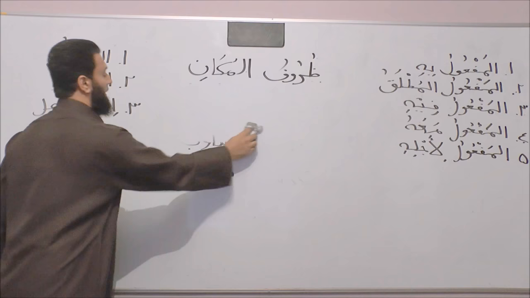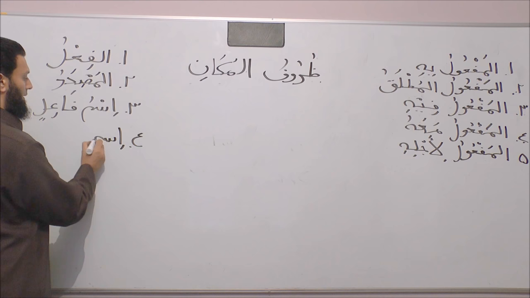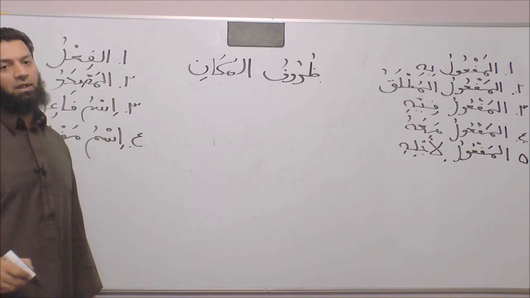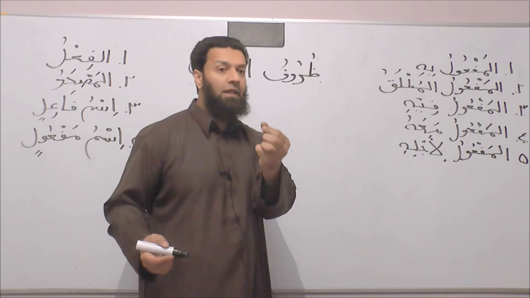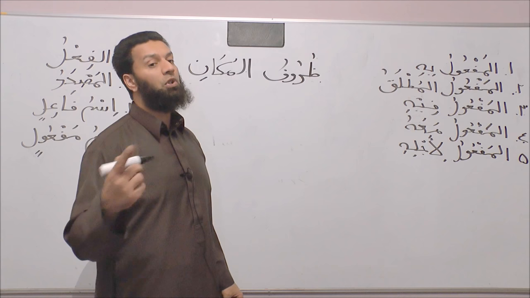So the final one that we're going to mention is ismu maf'ul. What's the ismu maf'ulin? The noun of the object, the thing done to it, like maf'ulun. Remember, every fi'lun will have a corresponding maf'ulun, such as kataba maktubun, shariba mashrubun, akala ma'kulun, daraba madrubun.